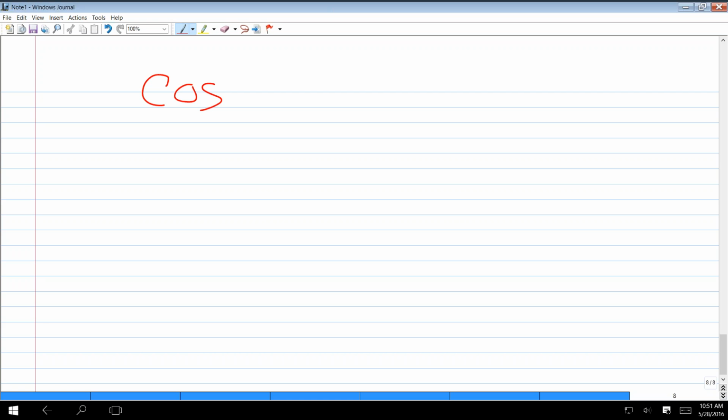Okay, wait. Here's one. Cosine of the tangent to the -1, which is just inverse tangent, of negative square root of 3, and then close parentheses.